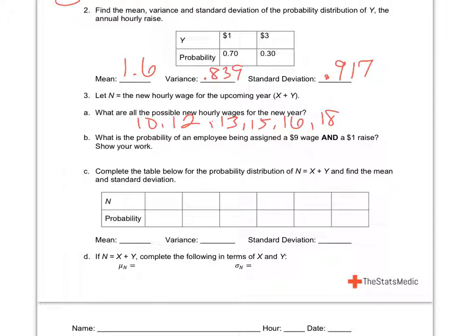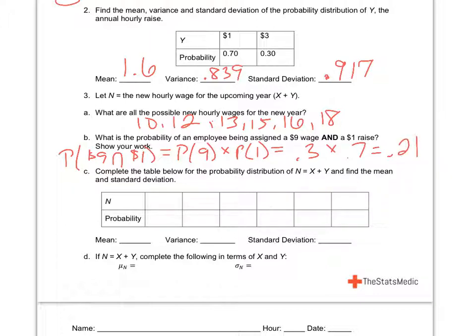So what is the probability of an employee being assigned a $9 wage and a $1 raise? Show your work. Well, what we're looking for here is the probability that they're earning $9 and they got the $1 raise. So I want these two things to happen at the same time. Remember at the very beginning, it told us that we were to assume that these things were independent. So basically what we're looking for is the probability of 9 times the probability of getting that $1 raise, which is 0.3 times 0.7, which gives me 0.21.